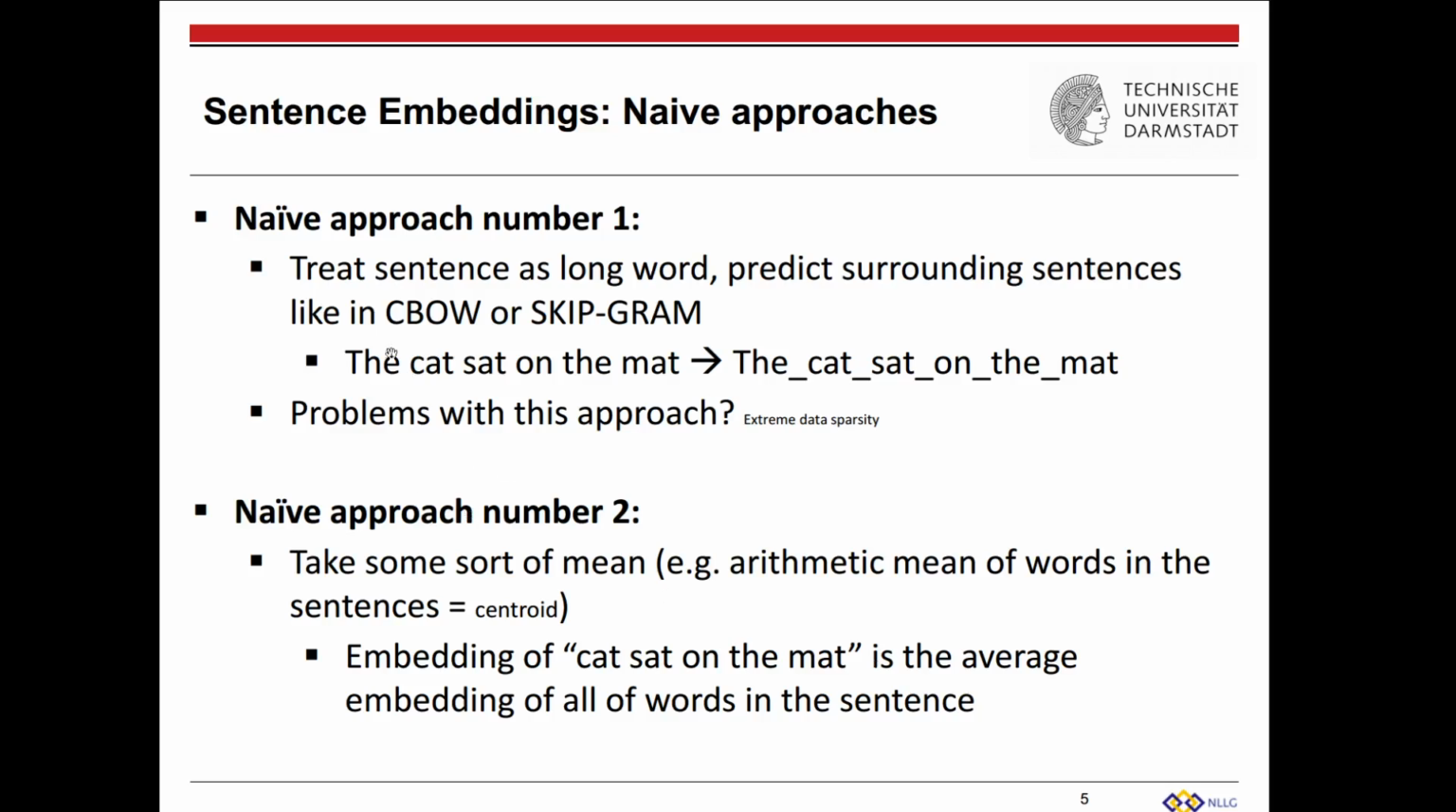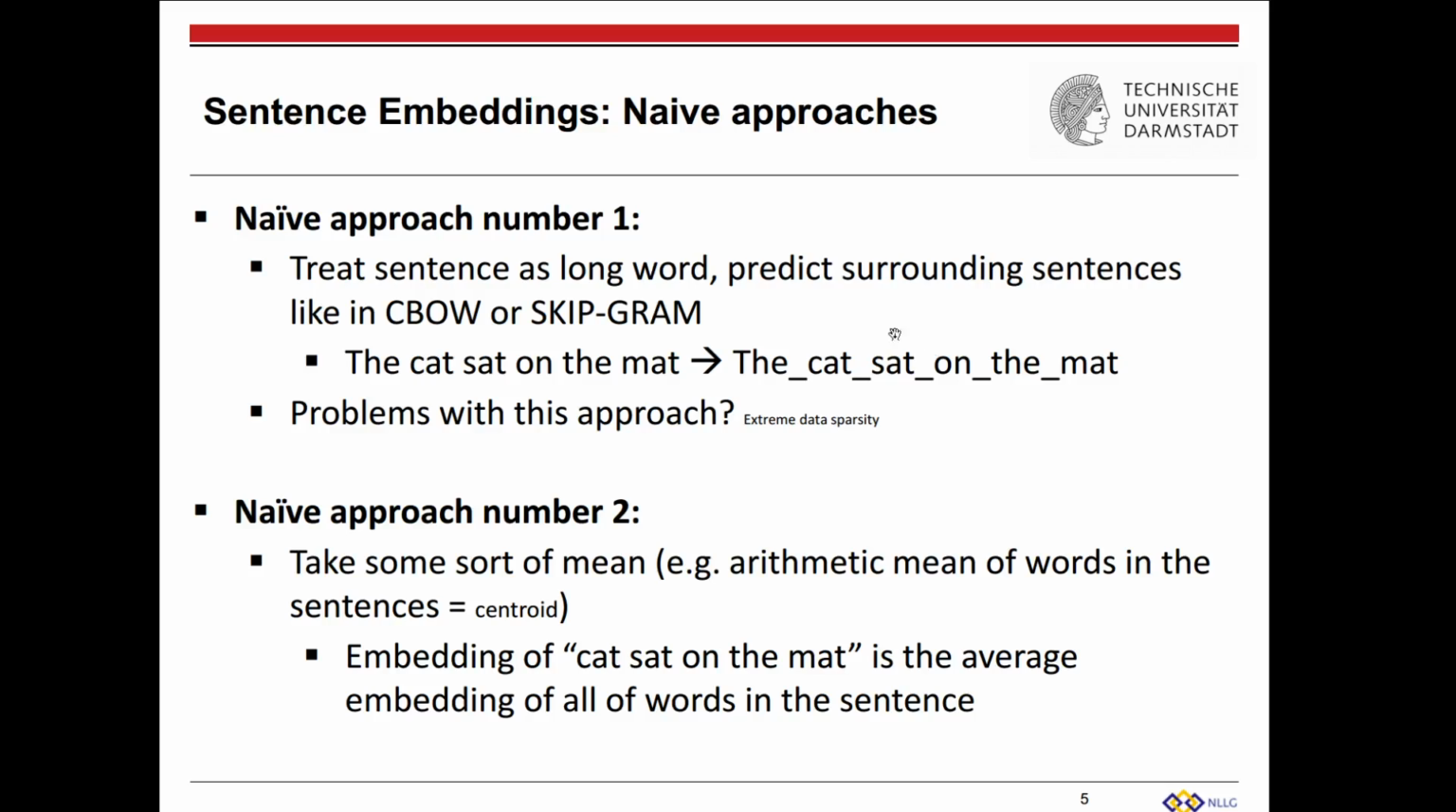So here we sketch two naive approaches. First, we treat each sentence as a long word. We take the words in the sentence and patch them together with an underscore. Now this is a very long word, and we treat each such long word exactly like in the word-based case of the CBOW and skipgram model. So we would predict the neighbors, or from the neighbors we would predict the middle word, and the word is now a patched sentence.